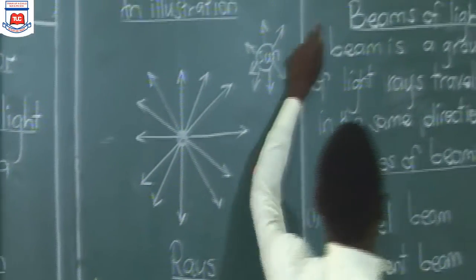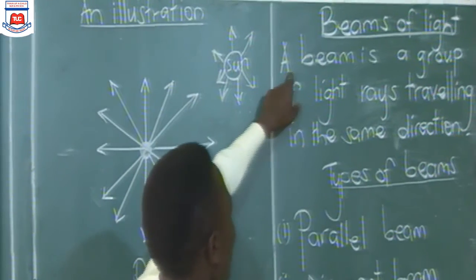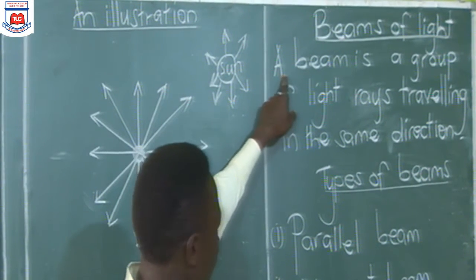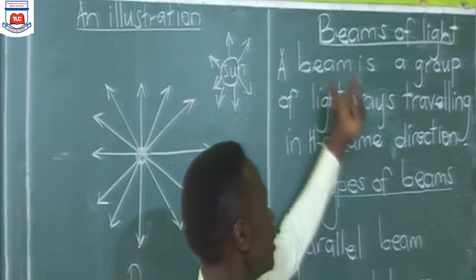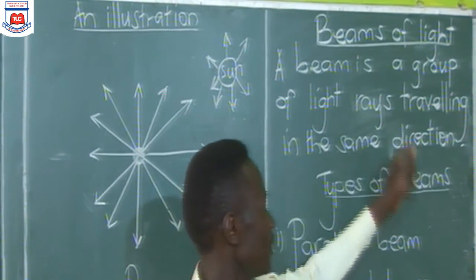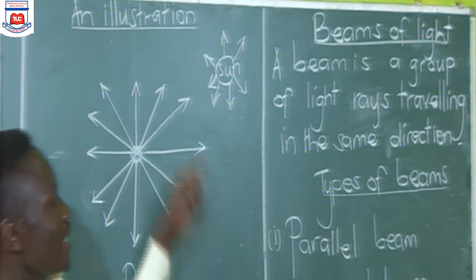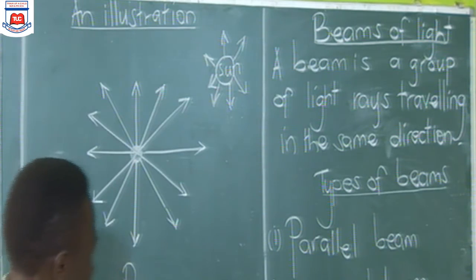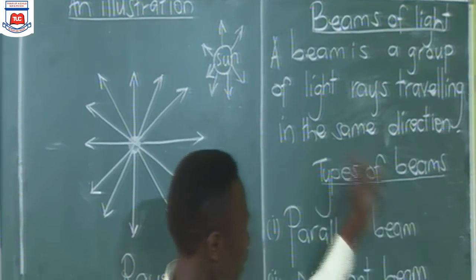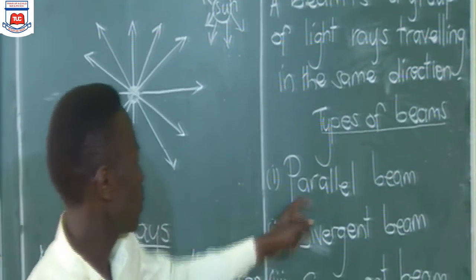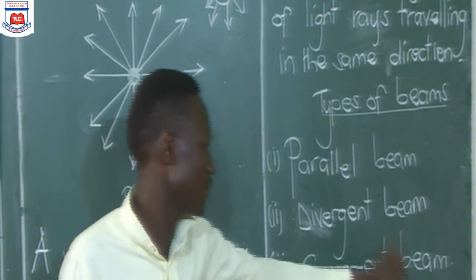Leaving that apart, we also want to look at beams of light. Before we look at the types of beams, we have to get the meaning of a beam. What's a beam? A beam is a group of light rays traveling in the same direction. And we also have the types of beams. What are the types of beams we know? We have the parallel beam, the divergent beam, and the convergent beam.